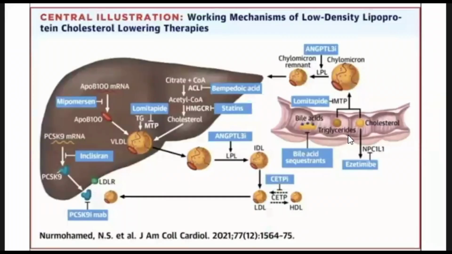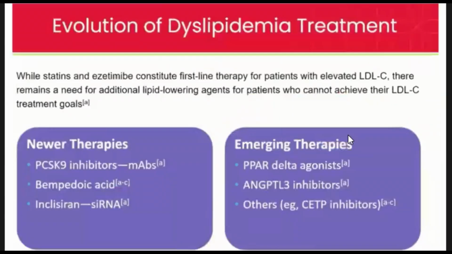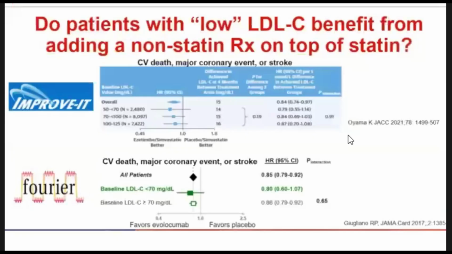So these are the pathways where the drugs act. You can all see statin inhibits cholesterol synthesis, and ezetimibe inhibits cholesterol absorption. And PCSK9 is a protein that is inhibited by PCSK9 inhibitors. Because of that, LDL receptor degradation is prevented. So the evolution of dyslipidemia treatment: these are the newer agents we talk about more and more, but unfortunately, these agents are not available to us.